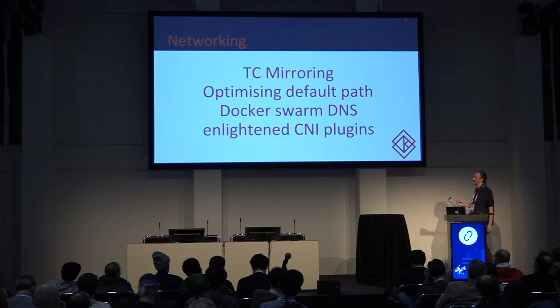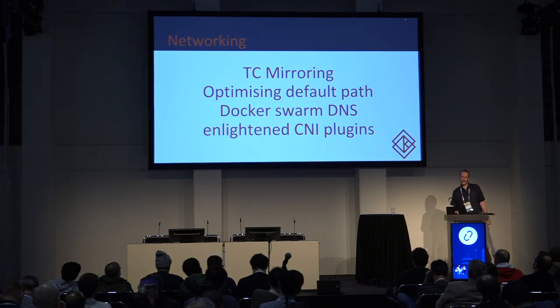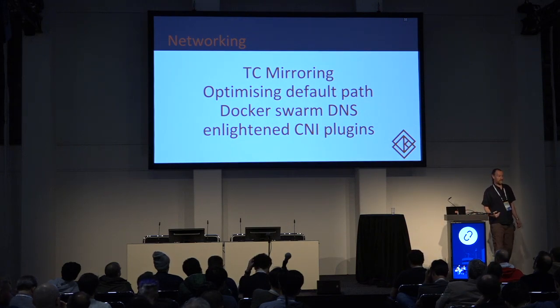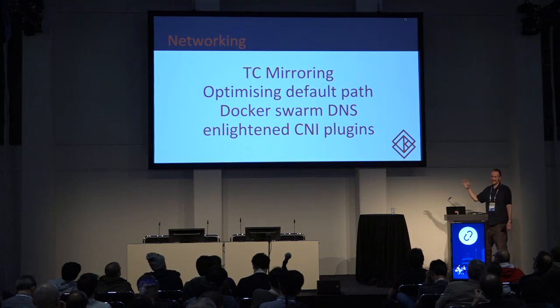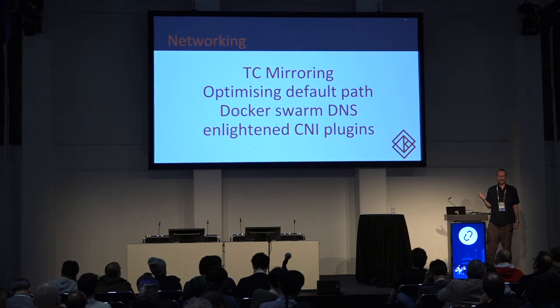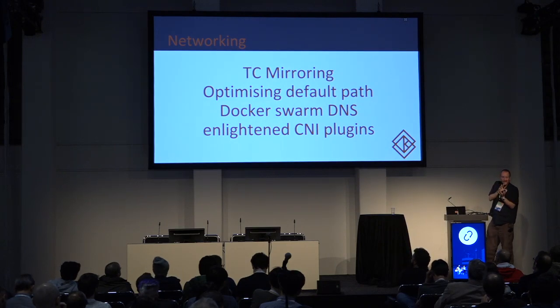And then a new one, Enlighten CNI plugins. Sometimes you're writing the CNI plugin, and you know you're going to be running on a Kata container. You know you've got a VM networking stack, and you know there's an optimization you want. But by default, there's no way for the CNI to pass that information across to Kata.